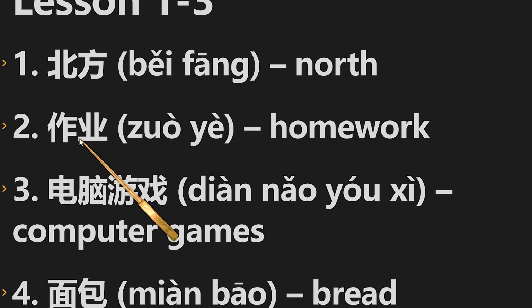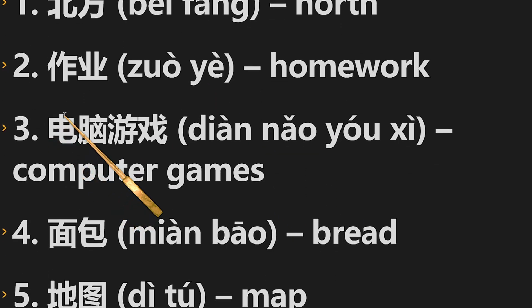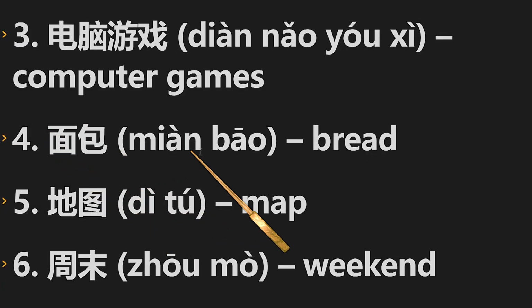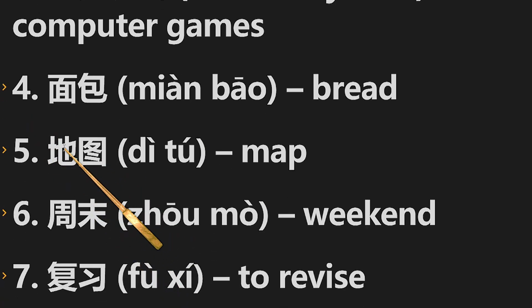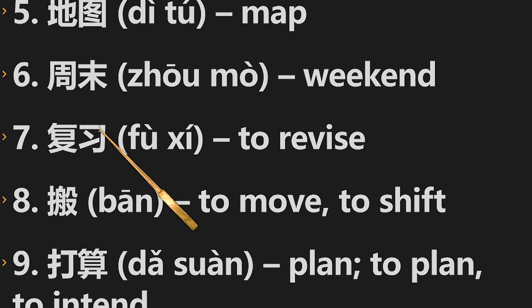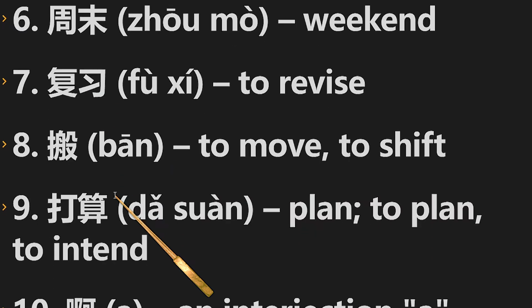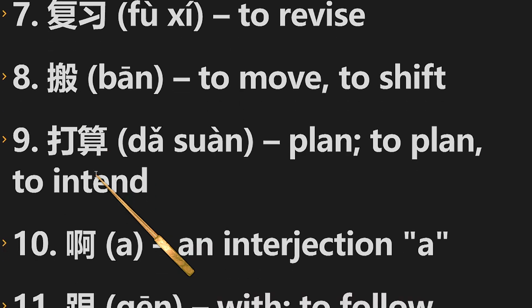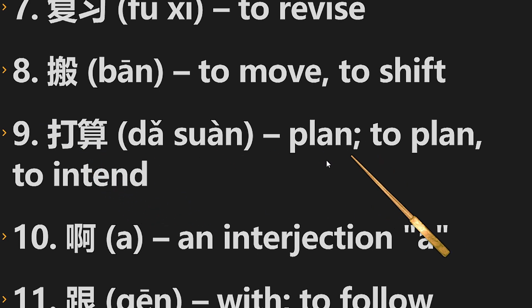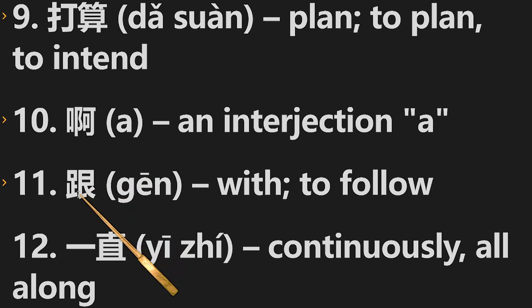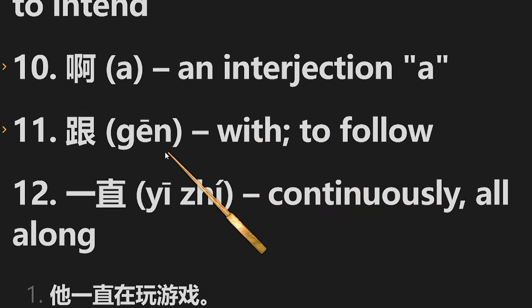北方 it's north. 作业 homework. 电脑游戏 computer games. 面包 bread. 地图 map. 周末 weekend. 复习 to revise something. 搬 it's to move, to shift from one apartment to another apartment. Also could be some object in your room. 打算 plan, to intend something. It's just a particle. 跟 with someone, to follow something.